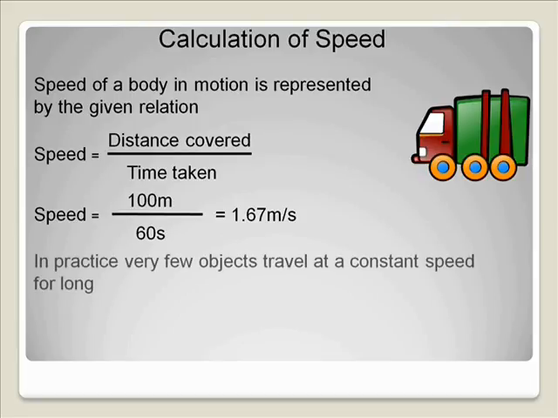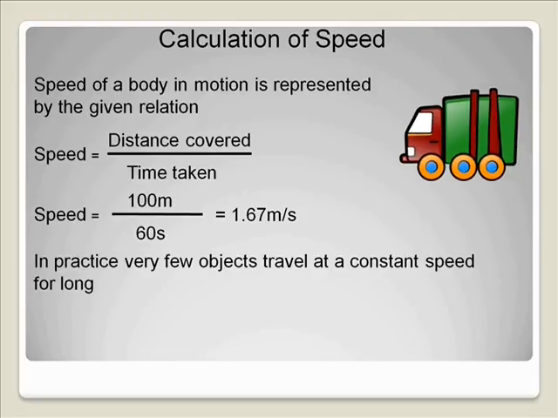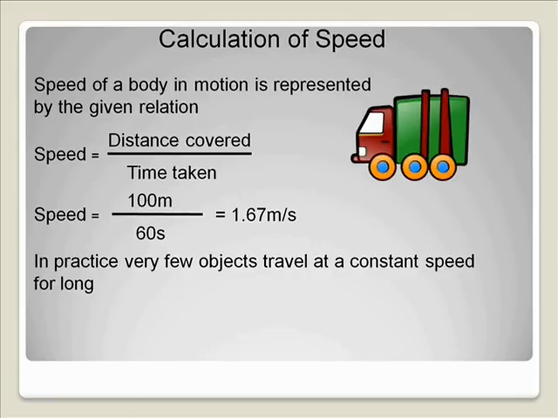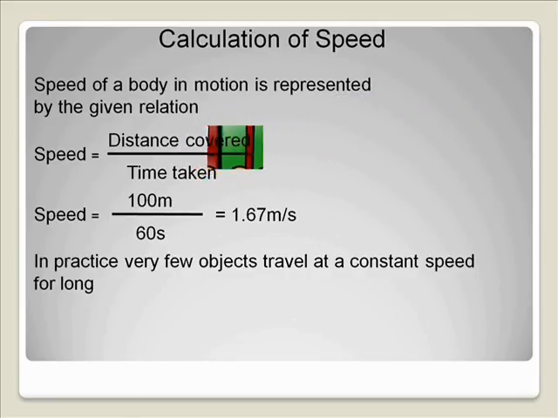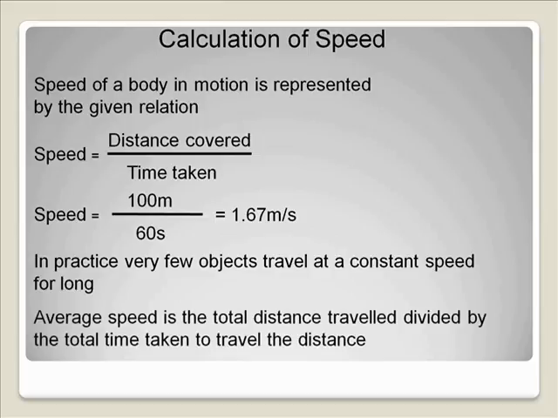In practice, very few objects travel at a constant speed for long. Your school bus may speed up and slow down many times on the way to school because of heavy traffic, traffic signals, etc. This is an example of non-uniform motion. In this case, the speed can be determined in terms of its average speed. Average speed is defined as the total distance traveled divided by the total time taken to travel the distance.